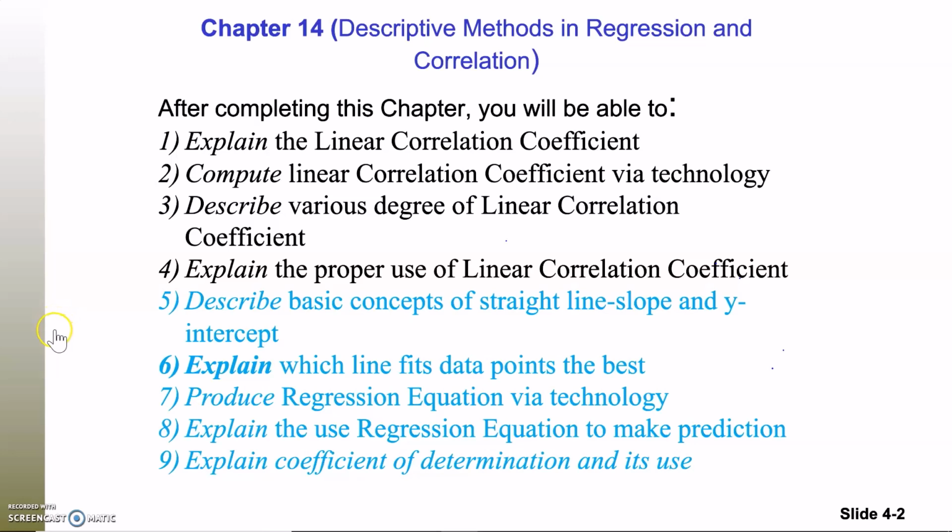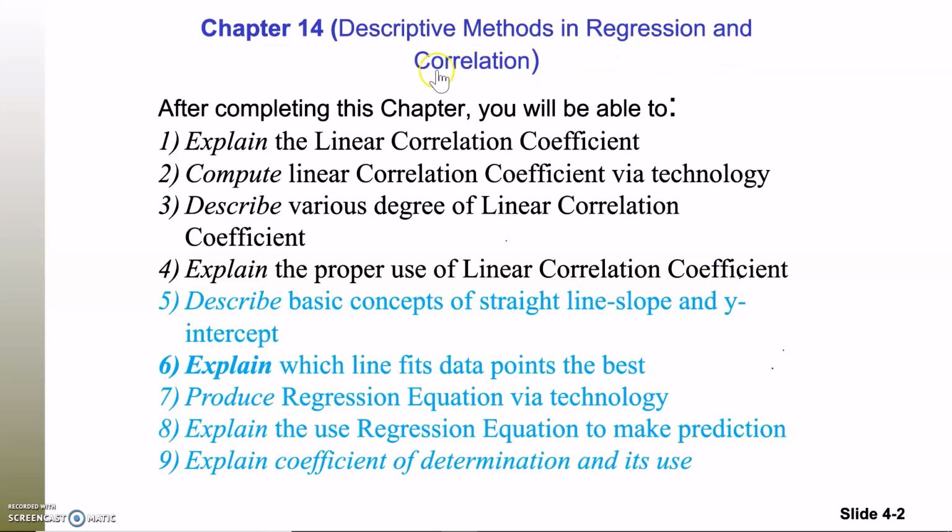Chapter number 14, Descriptive Methods in Regression and Correlation. This is a very interesting chapter, and a lot of the examples presented in it deal with everyday life. This chapter basically consists of two topics: one is regression and the other is correlation.